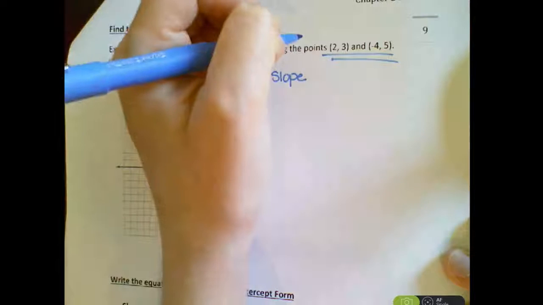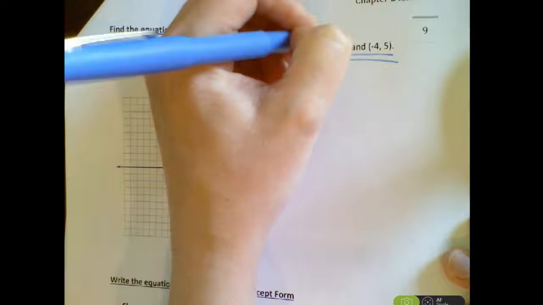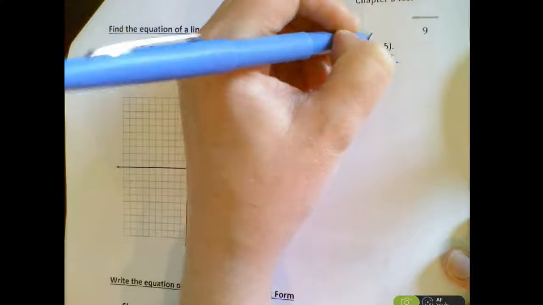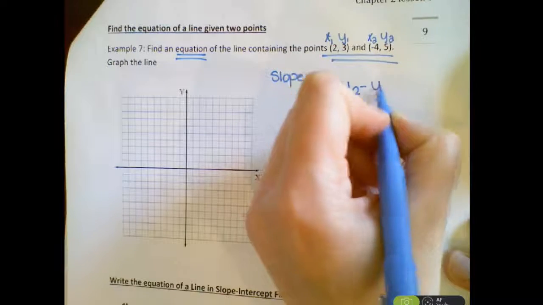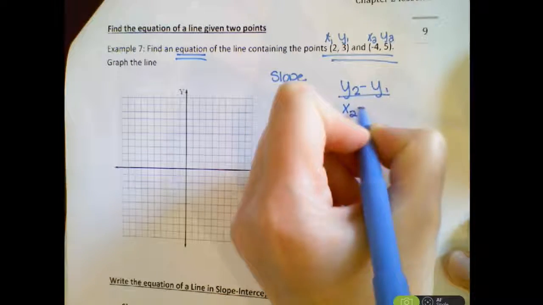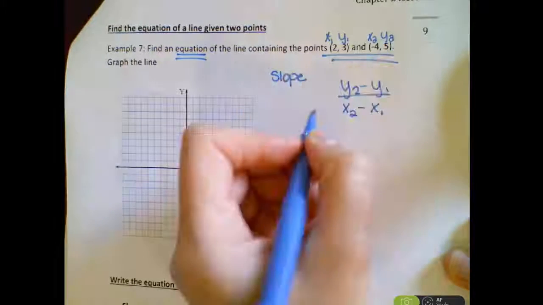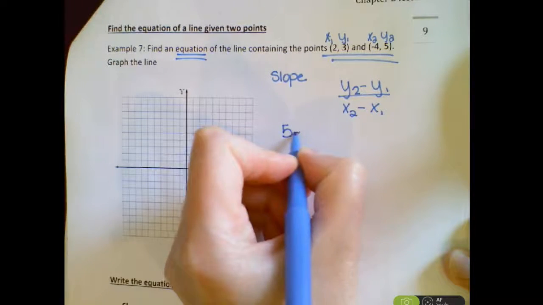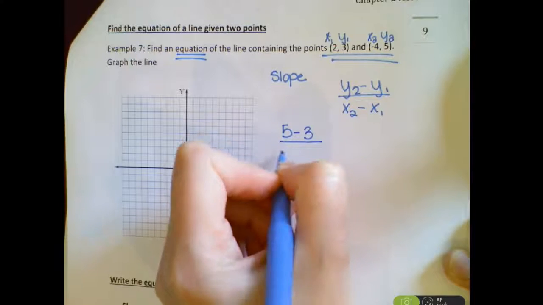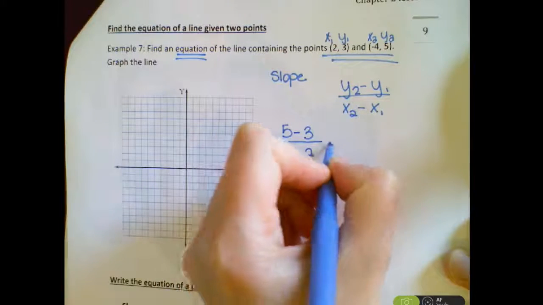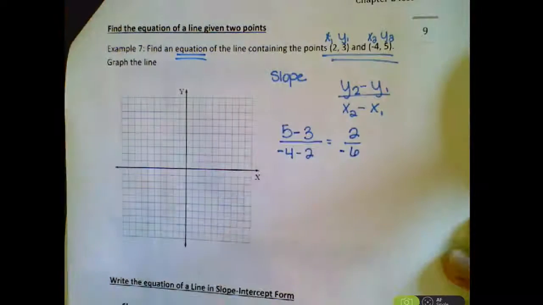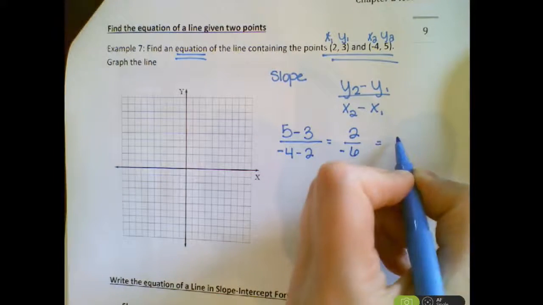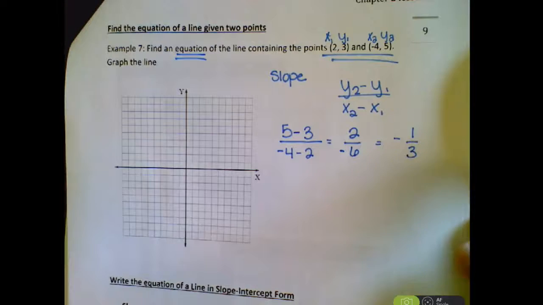To find the slope, we're going to do change in y over change in x. This is going to be x sub 1, y sub 1, x sub 2, y sub 2. Here we go. Change in y over the change in x: y sub 2, 5 minus 3, over negative 4 minus 2. We end up with 2 over negative 6. This needs to be simplified. My slope is negative 1/3.